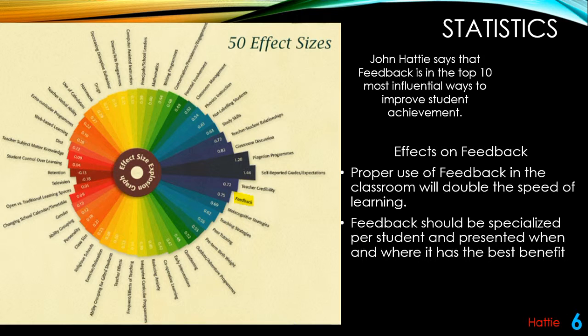Looking at the graph to the left shows some of Hattie's research. Anything above a point 4 is a positive influence, and anything below a point 4 is a negative influence. Pause the video now to look over the graph, or go to the link in the description under my references to view the whole picture.